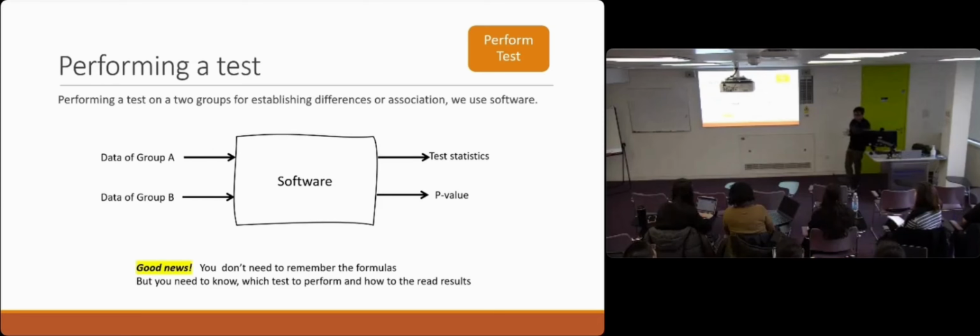Performing tests is very simple. You have data from two groups, you give it to software, and it will spit out two things: the test statistic and the p-value, and you have to infer. There's a good calculation behind it, but the good news is that you don't have to remember the formulas or what they do, you only have to interpret the results. For that, we have software that will do it, and for this we will be using SPSS.